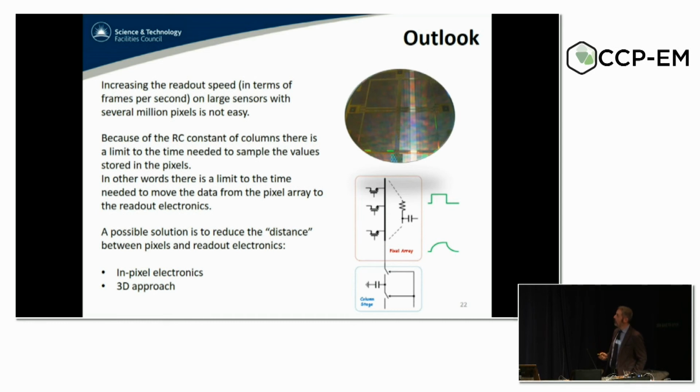But how can we go fast in terms of frame rate? By reducing this distance, so by avoiding that the pixel information has to travel so long before being processed. Well, for the moment, we can see two possible ways of doing it. First of all is to move the electronics back into the pixel array, or use a 3D stacked approach.